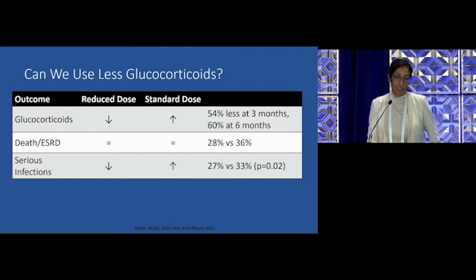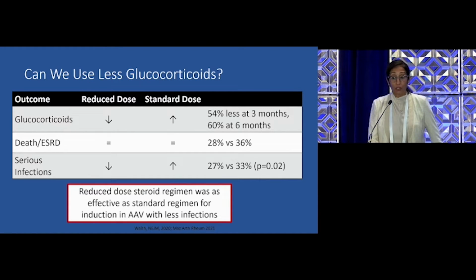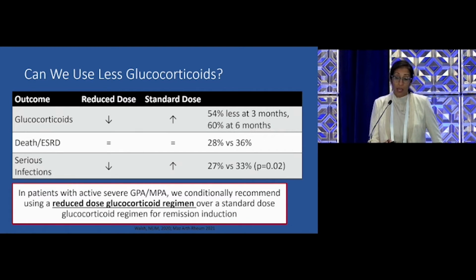What they found, not surprisingly, was that the people in the reduced dose arm got less steroids. But what they were looking at was mortality and progression to end-stage renal disease, and it was really equal in both groups. So you didn't get better control of the disease if you were on the longer dose of steroids or higher doses of steroids. And you had less risk of infections with this reduced dose regimen. So this was actually a pretty big game changer. The reduced dose steroid regimen was as effective for induction and had less infections, and it really informed our guidelines.